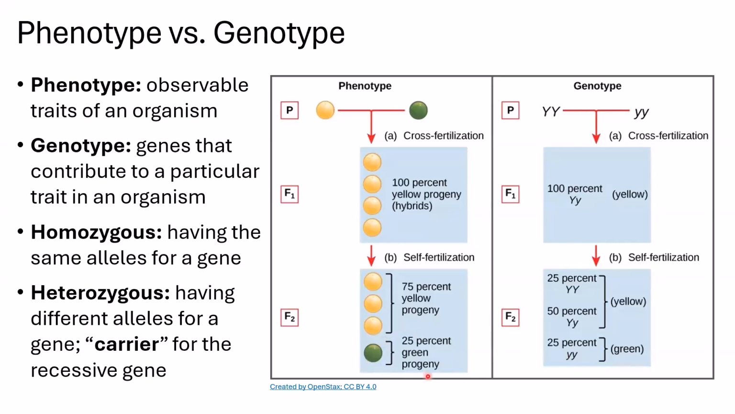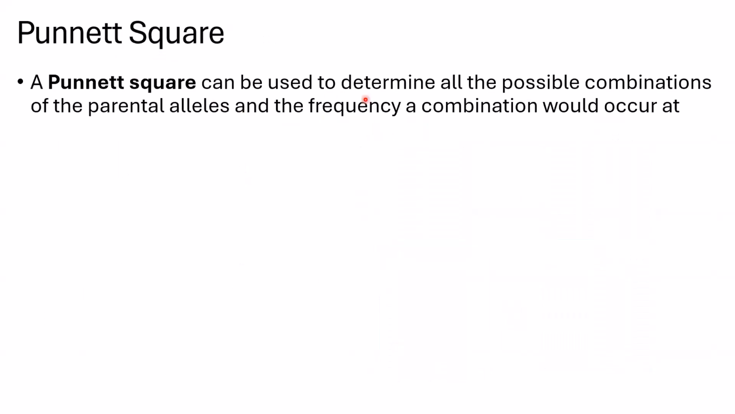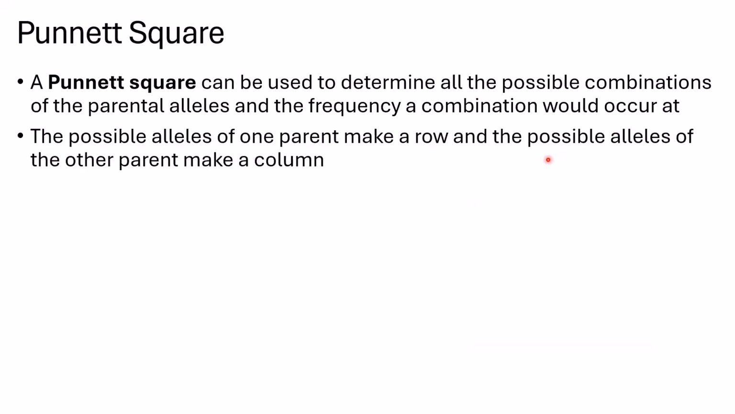the recessive phenotype. A Punnett square allows us to determine how the alleles from each parent can potentially be combined and what frequency each combination will occur at. The way a Punnett square is set up is with the genotype of one parent spread across a row and the genotype of the other spread across a column.